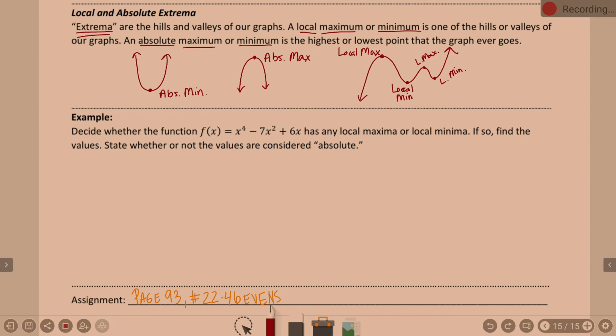Okay. Our example here. Decide whether this given function has any local maxima or local minima. If so, find the values. State whether or not the values are considered absolute. So, what do we need to do here? You might eventually know what an x to the fourth graph looks like, but we need specifics here. So we are going to graph this. Everybody needs to graph this one, because we're going to learn a new trick. If you don't graph it, you're going to have a hard time learning the new trick.